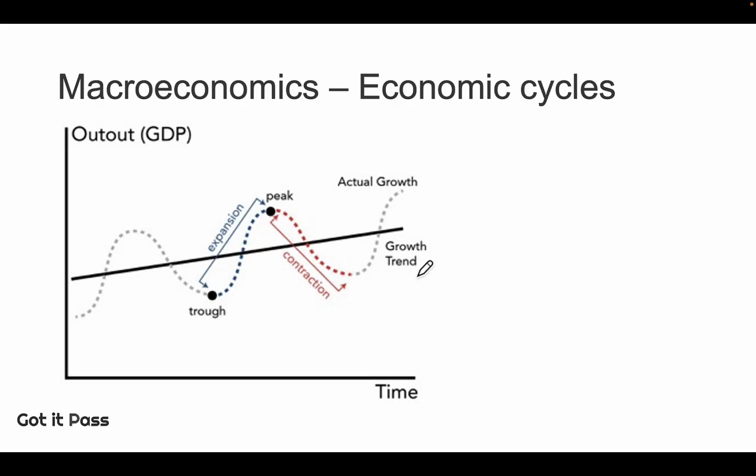And we have this chart to explain how the economic cycle works. We have the output or the GDP, we have the time horizon, and it assumes the business is going through a process called economic cycles.